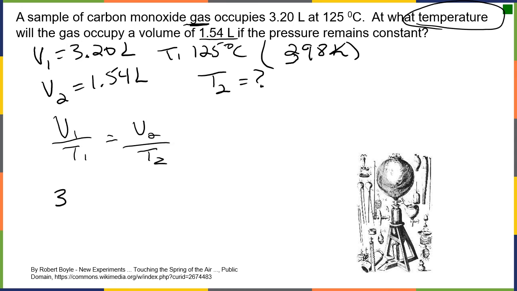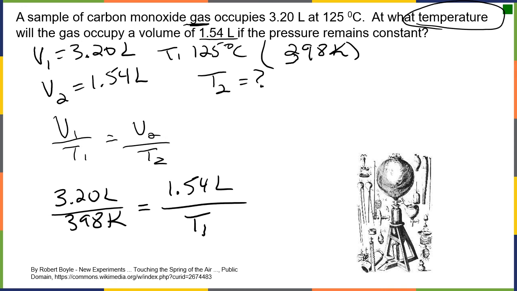If we plug this in, 3.20 liters over 398 Kelvin, our initial set of conditions, is equal to 1.54 liters divided by T2. Now we're going to have to cross multiply to solve this, and when we do that, we will get that T2 is equal to 192 Kelvin. Now this is good and cold, which also makes sense because the volume has gone way down.